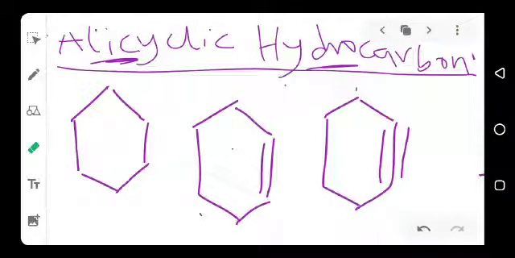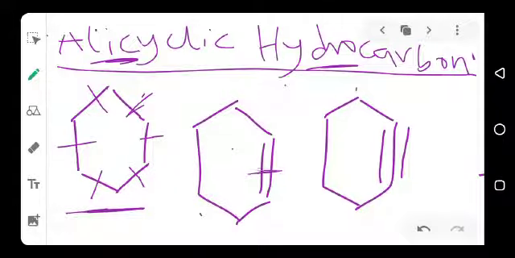Alicyclic hydrocarbon has three forms or three groups. We have the one with only single bonds here, single bond here, single bond here. Everything about it is single bond. Now we have another one that has a double bond. See a double bond here. Then we have another one with a triple bond here.